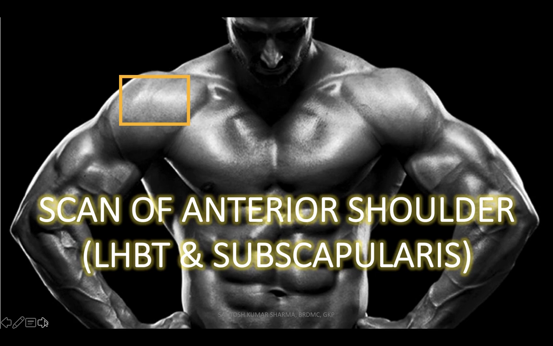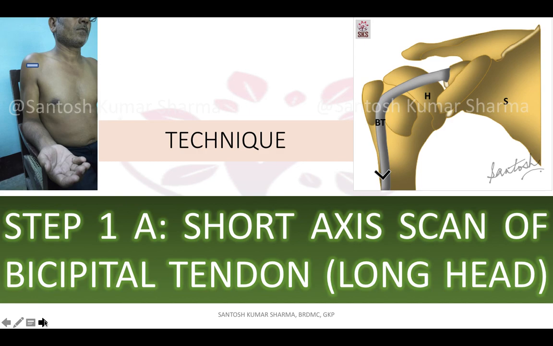Now let's move on to the first part, which is basically scan of the anterior shoulder, and here we'll be dealing with the long head of biceps tendon and the subscapularis tendon. So let's discuss the technique.